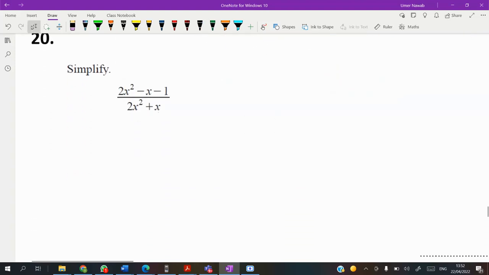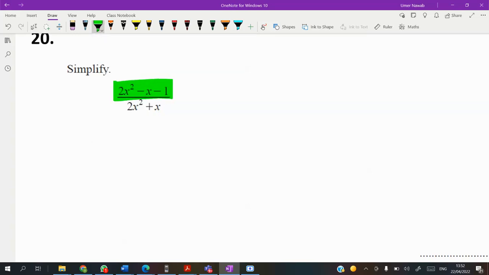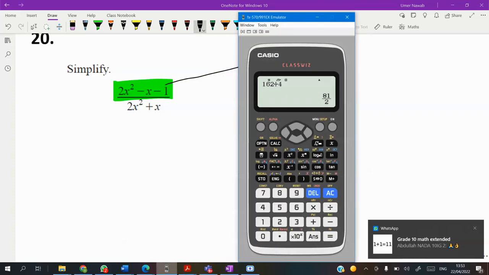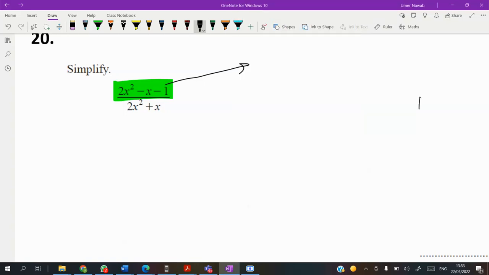Next, in the numerator, guys, you can easily see that we have a quadratic expression. This can be done by using the calculator. So I'm going to use the calculator. Go to the equation mode, degree 2. Yes, 2, enter, minus 1. The coefficient of x is minus 1. Enter. Constant is minus 1. Enter. Get the critical points. First answer is 1, and the second one is minus half.